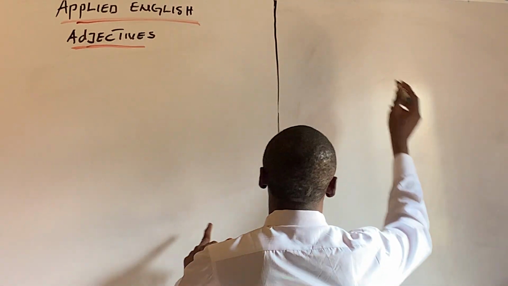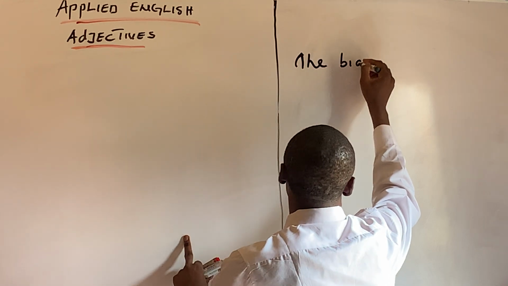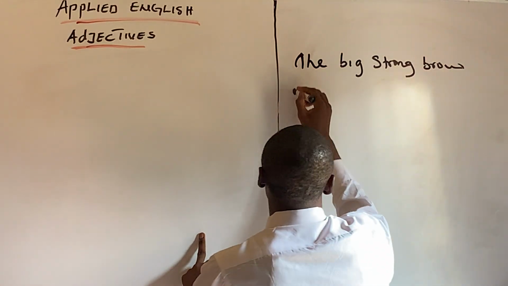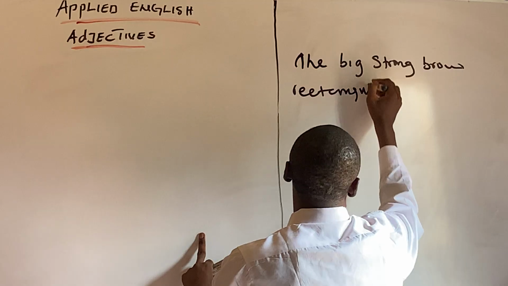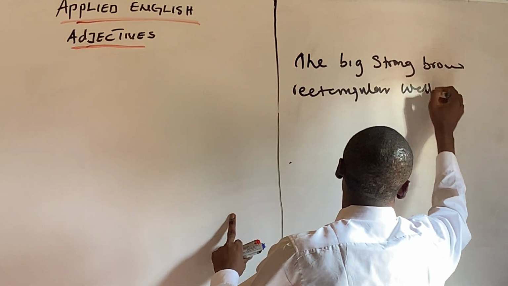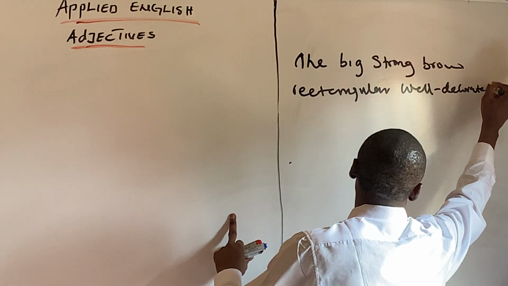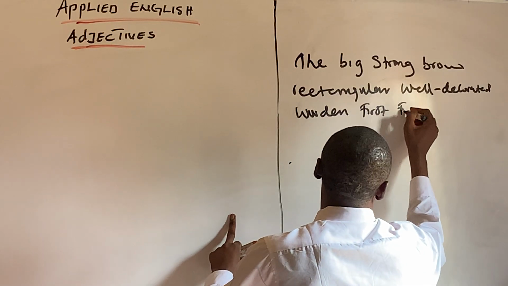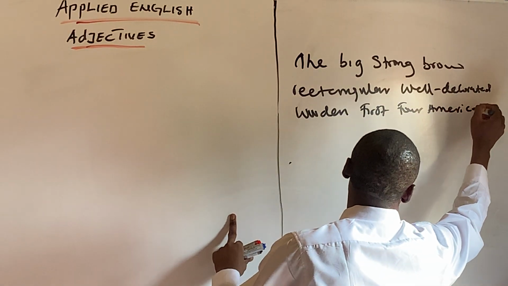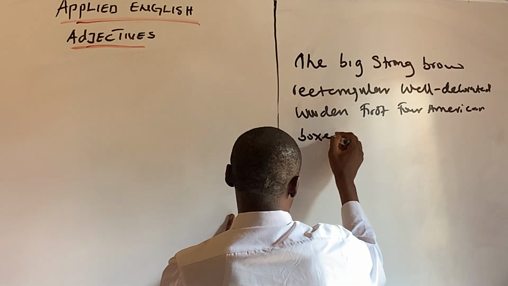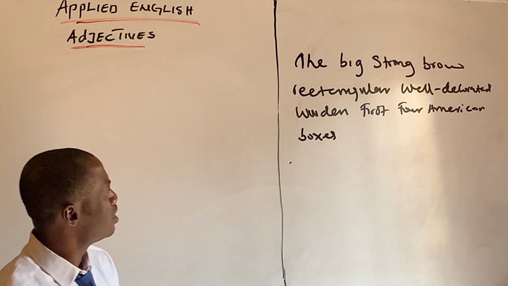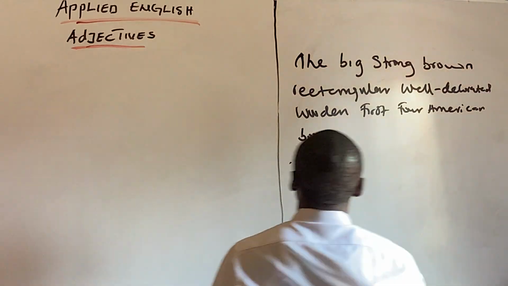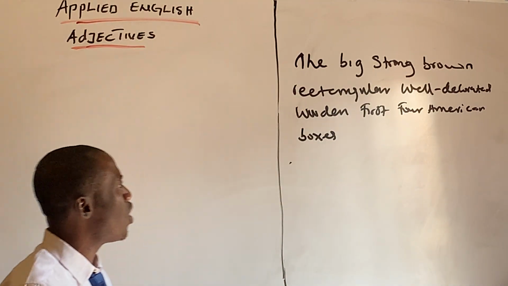Now let's say we have these adjectives: the big, strong, brown, rectangular, well decorated, wooden, first, four, American boxes. Okay, this is what we have. The big strong brown rectangular well decorated wooden first four American boxes.